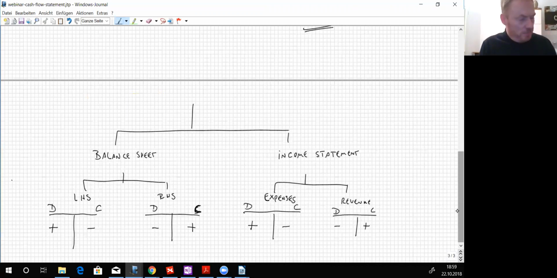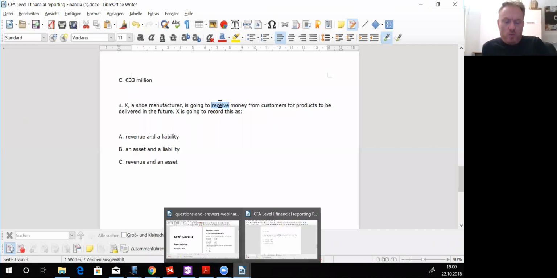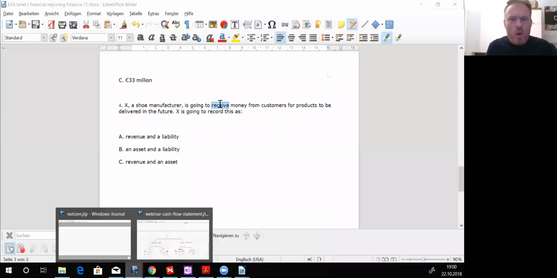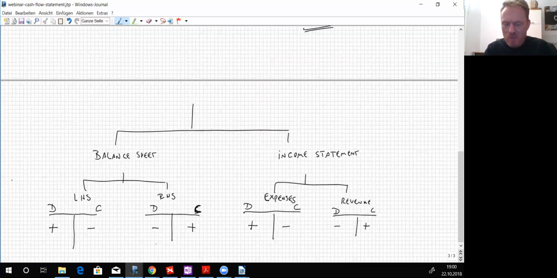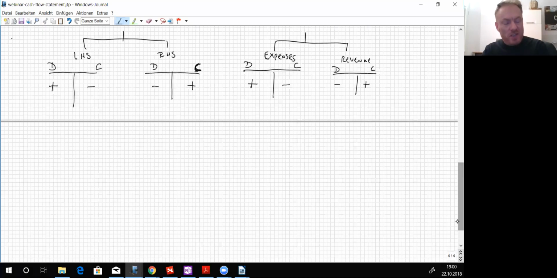Now, talking about question number 4, we want to take a look at a shoe manufacturer that's going to receive money from customers for products to be delivered in the future. What are we going to do about it? At first, if he or she receives money from customers, what is money? Where would you see money located on the balance sheet? Of course, it is located on the left-hand side.